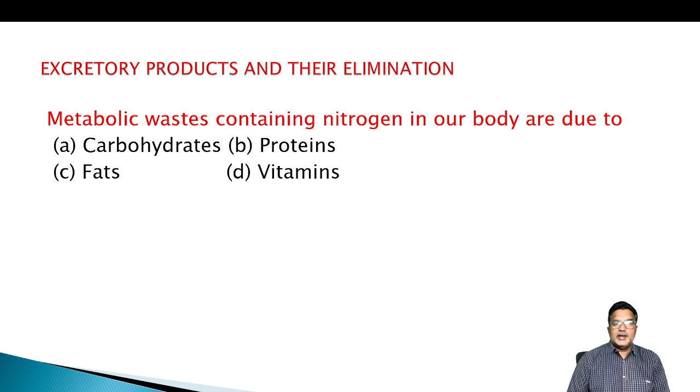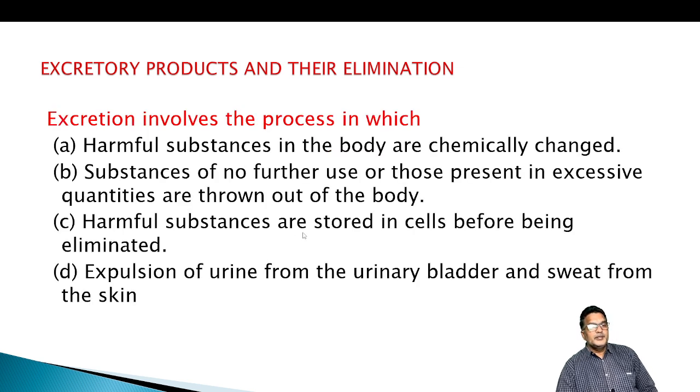Metabolic wastes containing nitrogen in our body are due to nitrogenous metabolic waste. Carbohydrate metabolic waste releases an excretory waste called carbon dioxide, which is released by lungs. So we need to go with the proteins here. Protein metabolic waste is a nitrogenous waste, which leads to the ammonia.